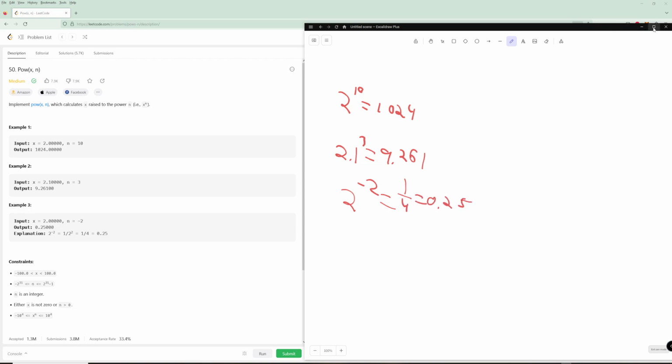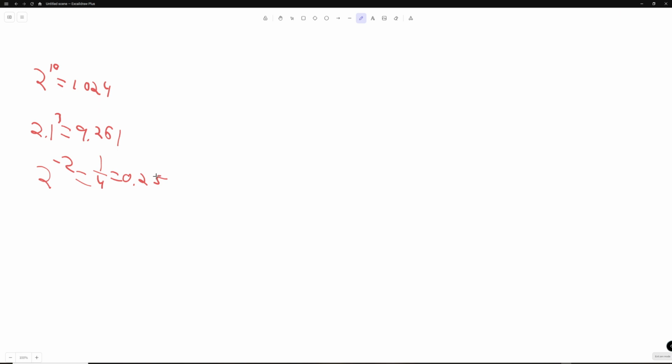So we're trying to do this without actually using the exponent, right? Because that would kind of defeat the purpose. So you can't just call 2 to the 10th. We're trying to implement power without actually using a power. We're trying to use multiplication or whatever other stuff we have.